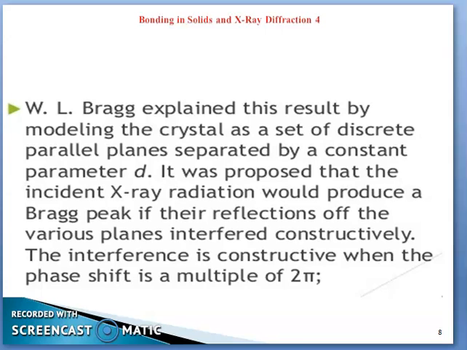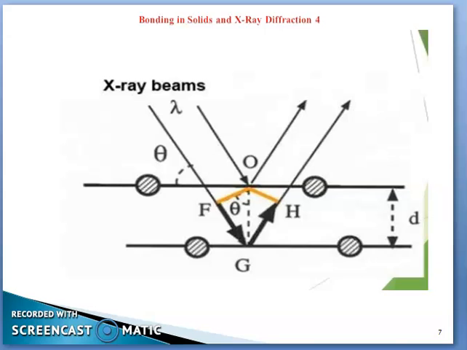It was proposed that incident X-ray radiation would produce a Bragg peak if their reflections from the various planes interfered constructively. The interference is constructive when the phase shift is a multiple of 2 pi. Whenever there is a phase shift of a multiple of 2 pi, an interference pattern will exist. See here now, X-ray beams are given. 1, 2, 3, such various layers of crystals are there.